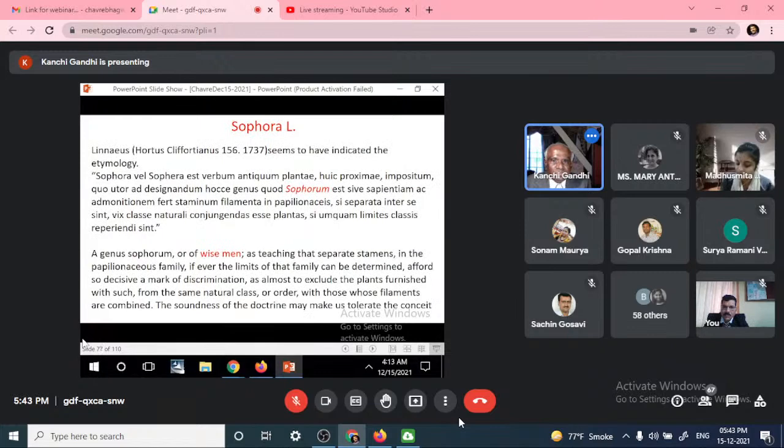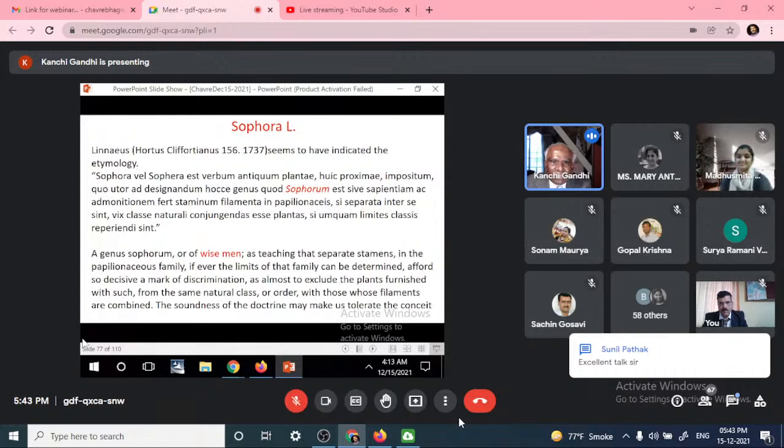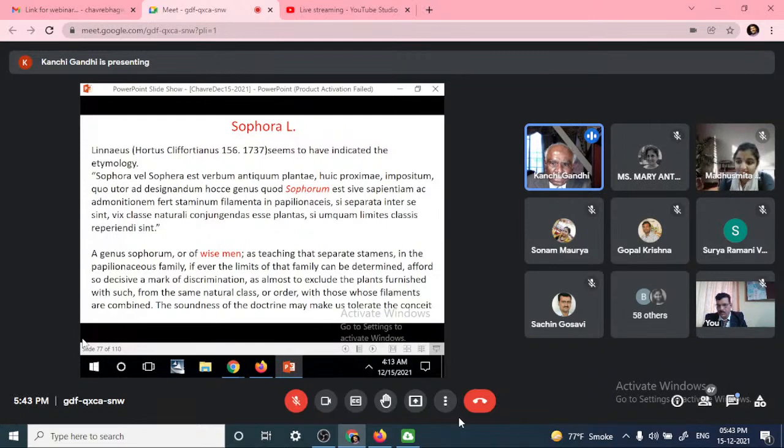Sophora. So now, it's a legume genus name. And Sophora means something wise, something like wisdom. It was a problem. What has wisdom to do with this genus name? So for the legume, in 1737 he gave an explanation in Latin, and the English translation is given at the bottom.